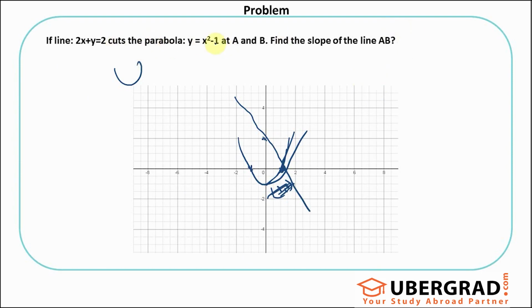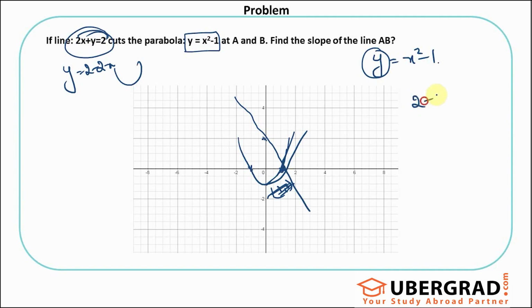What should I do? As I said, I see equations like this, so what will I do? I'll replace y from this equation. So what is y? y is 2 minus 2x, right? So I put it here: 2 minus 2x is equal to x square minus 1. Let's send everything to this side: x square plus 2x minus 3 is equal to 0, right? So solve this equation.